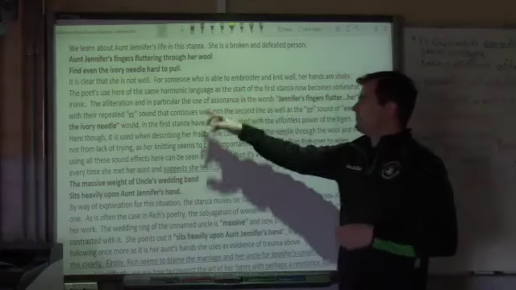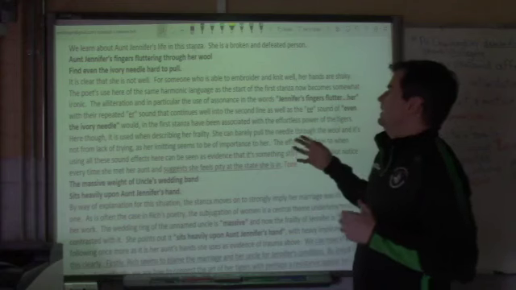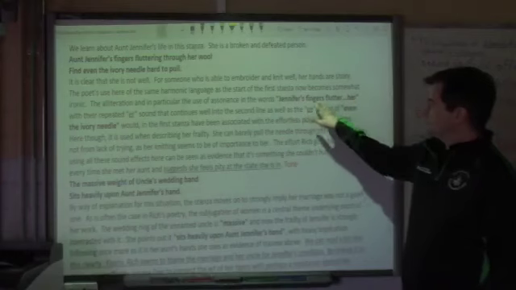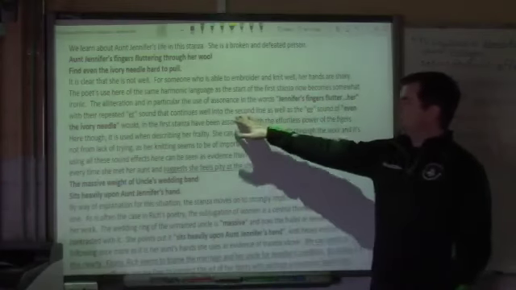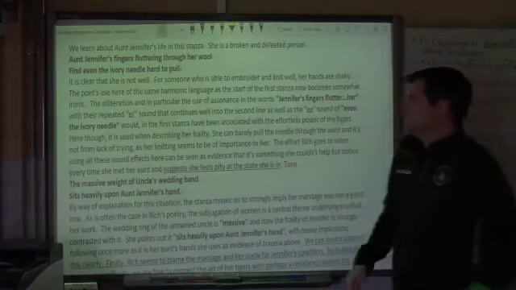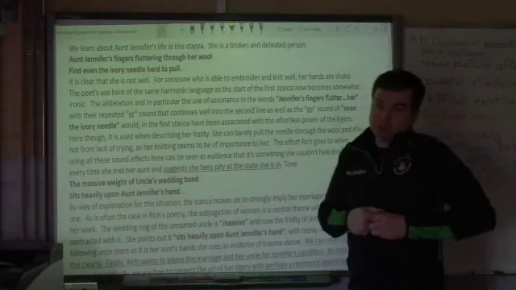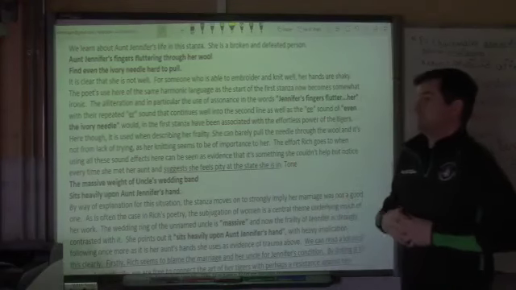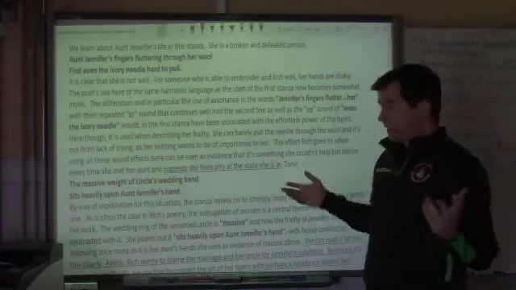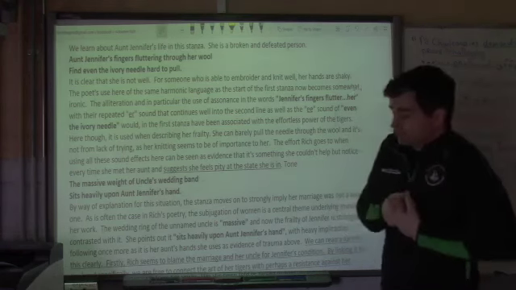The poet's use here of the same harmonic language as the start of the first stanza now becomes somewhat ironic. The alliteration and in particular the use of assonance in the words "Jennifer's fingers fluttering," that's that sound, the repeated sound that continues well into the second line, as well as the E sound of "even," "ivory," "needle," would in the first stanza have been associated with the effortless power of the tiger. So that's what assonance was used for at the start of the poem. She's deliberately turning it on its head here. Here, though, it is used when describing frailty. She can barely pull the needle through the wool, and it's not from lack of trying, as her knitting seems to be of importance to her.